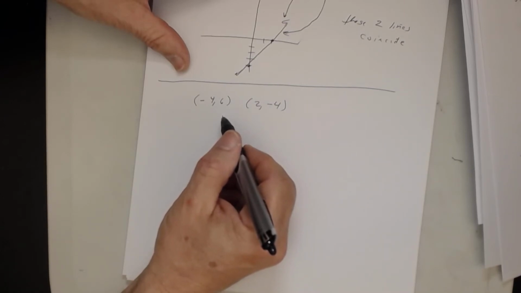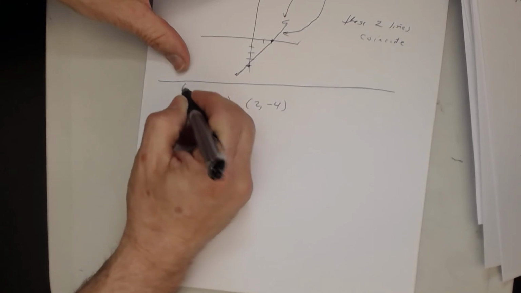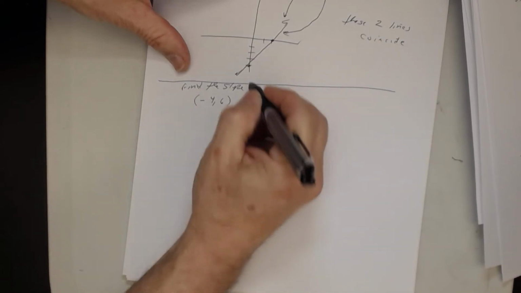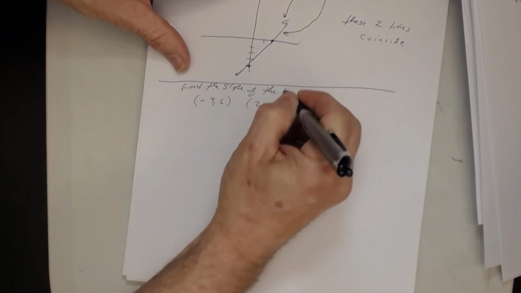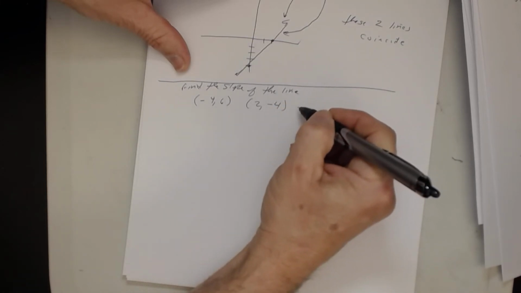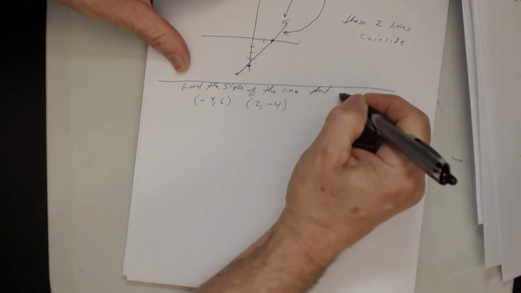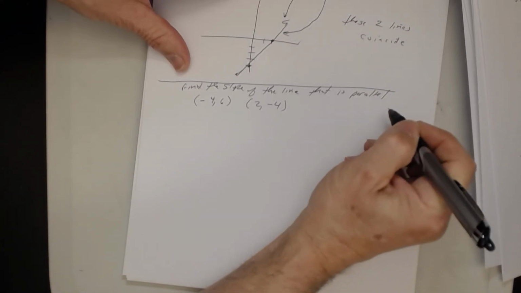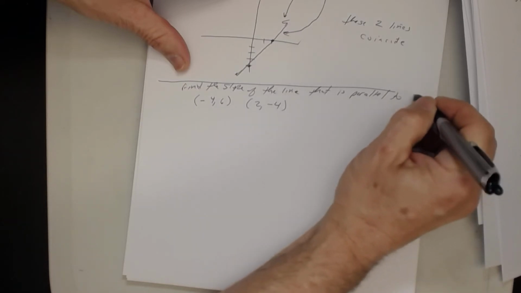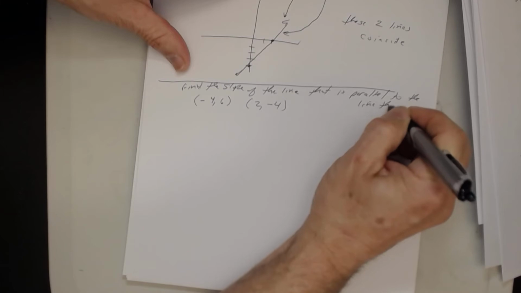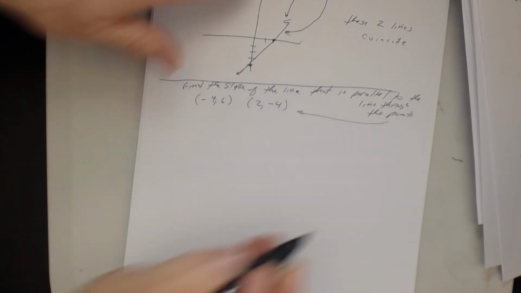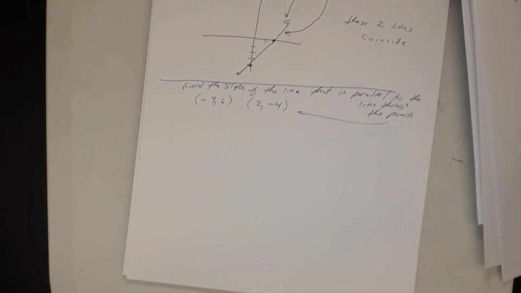All right, so here's find the slope. Write this down. Find the slope of the line that is parallel to the line through these points, and these points here. All right, so find the slope of the line that is parallel to the line that goes through these 2 points. That's what it's saying.